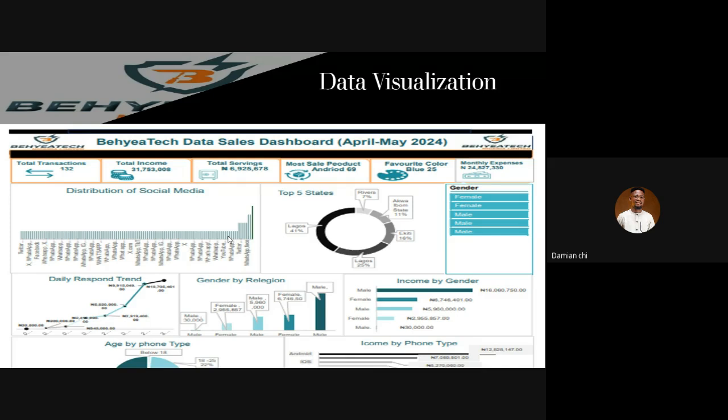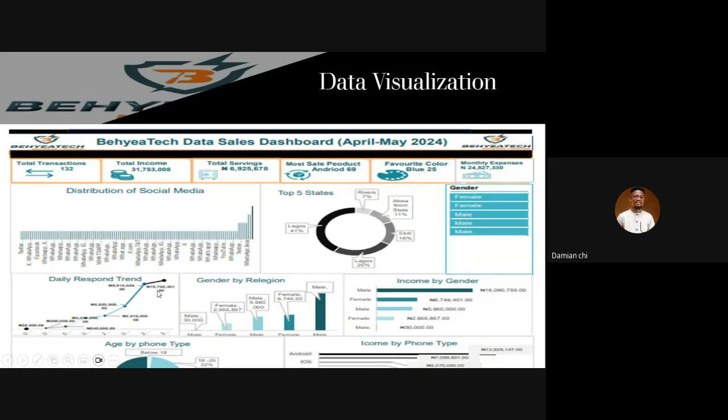Then the top 5 states: Lagos leading with 41%, Rivers State having 7%. In the daily response trend from the chart, you can see that there's a huge spike towards the end, towards the angle of the Lagos of the Android users.